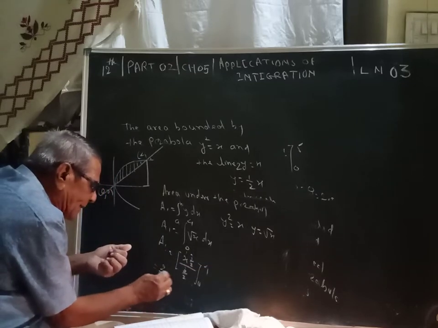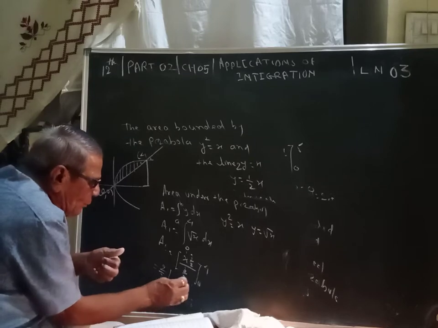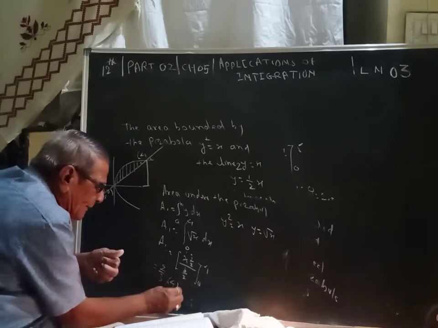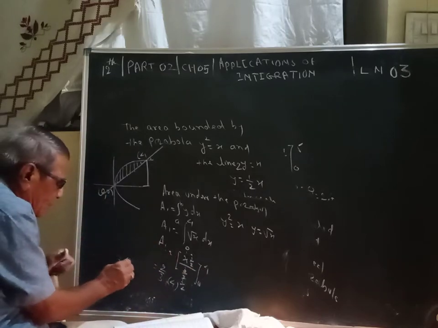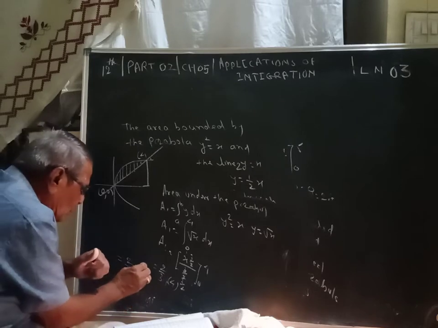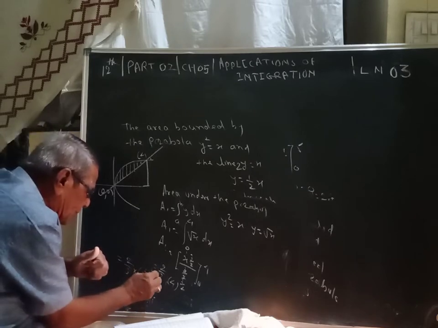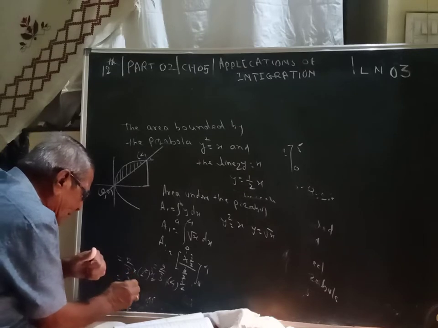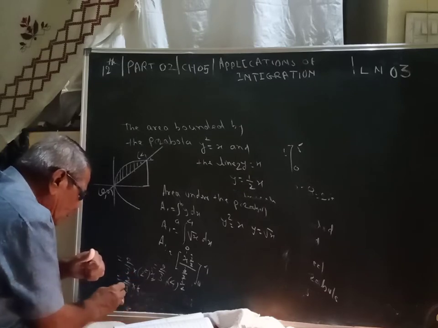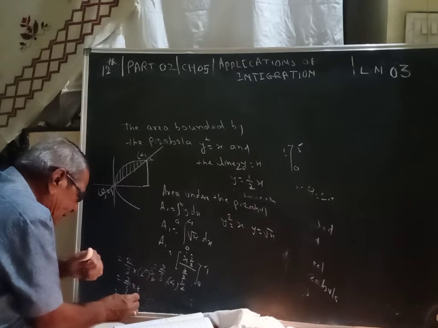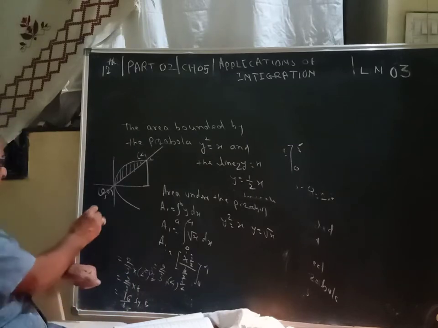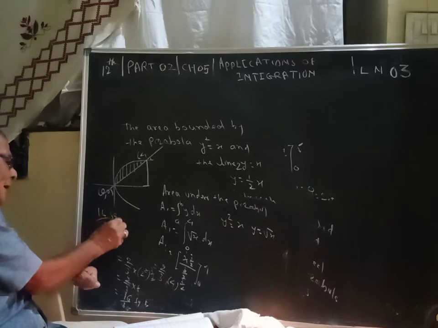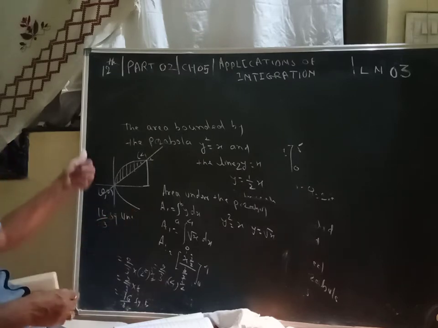This is 2 by 3, and here we put 4, we get 4 raised to 3 by 2, and here we put 0, we get 0. Then this is 2 by 3 into 2 raised to 3 by 2, which is 8. 2 by 3 into 8, so that is equal to 16 by 3 square units. What area did we get? 16 by 3 square units. This is the area under the parabola.